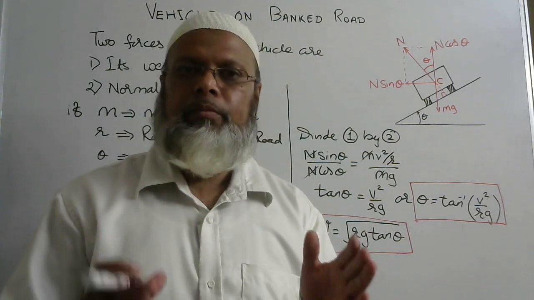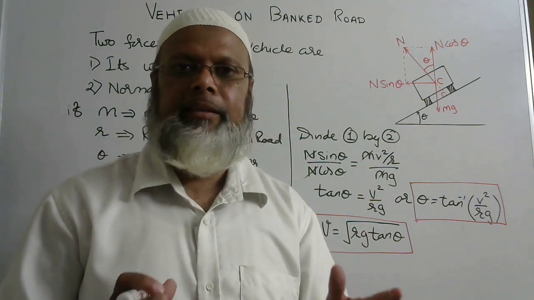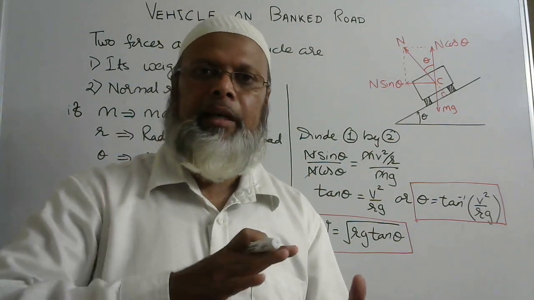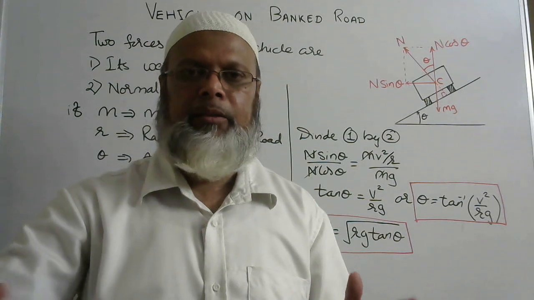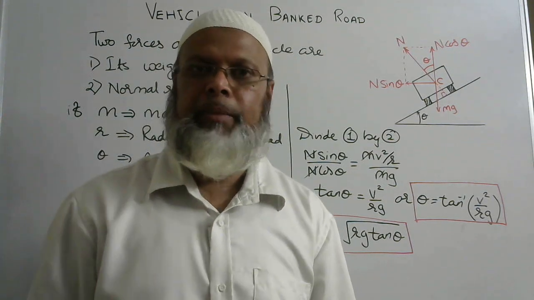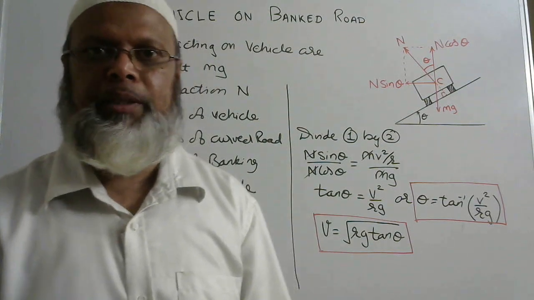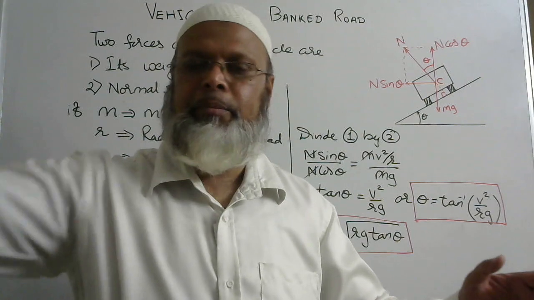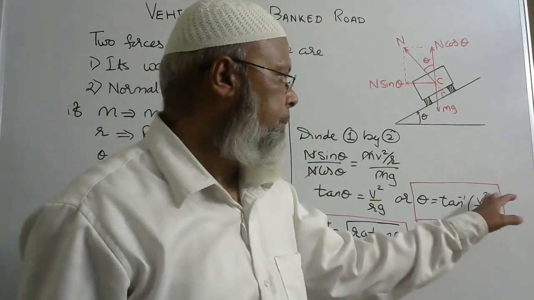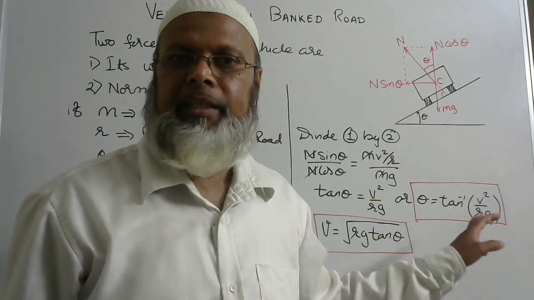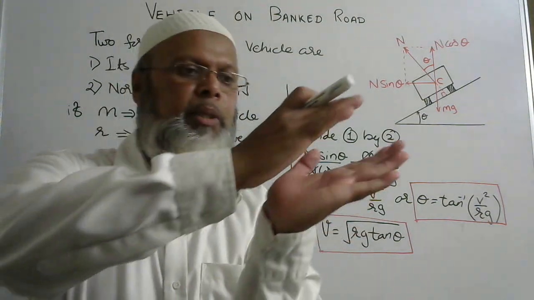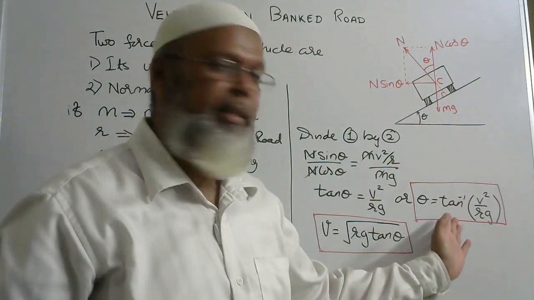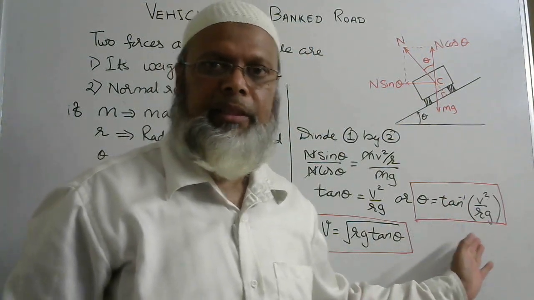Or if you have v, particularly in a racing track, they decide that the vehicle should cross with a maximum speed, say 150 kilometers per hour. It should cross this curved road with a maximum speed of say 150 kilometers per hour. So in that case, v is known, and the radius of that particular track is also known. So by using this, we can determine the value of theta. How much should the road be tilted? So that theta can be decided from this expression.